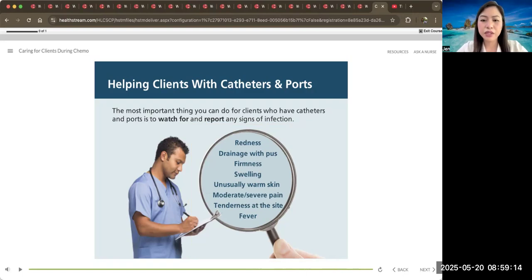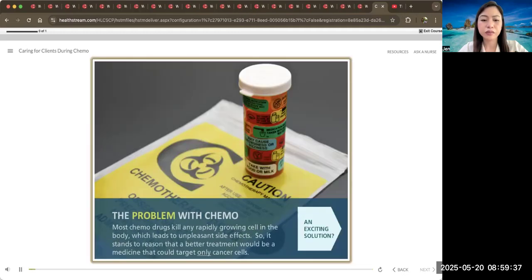So I have one patient here whose porta-cat or port was showing some signs of infection like redness. And there was drainage without pus, but just water. And there wasn't any pain, she said. There wasn't any fever, but the redness was really alarming.